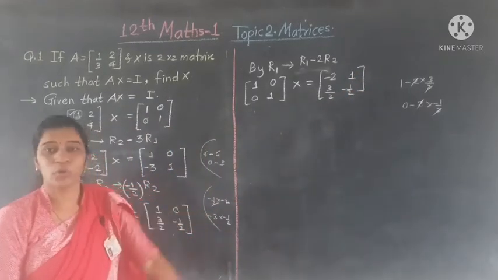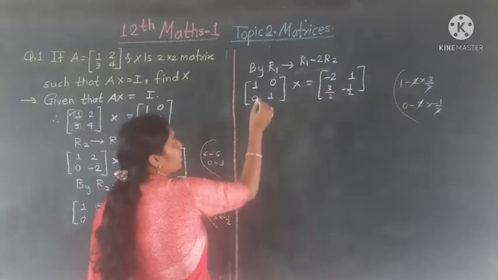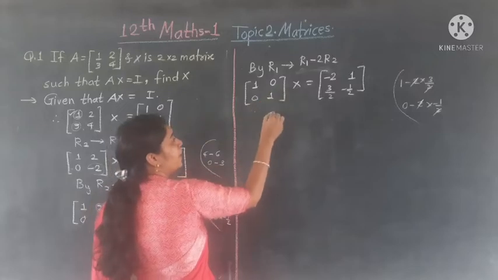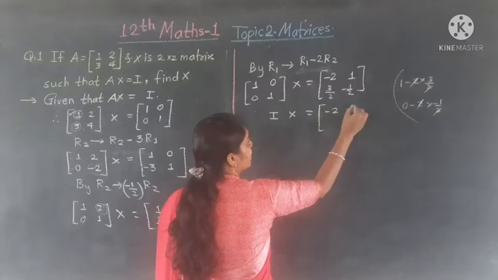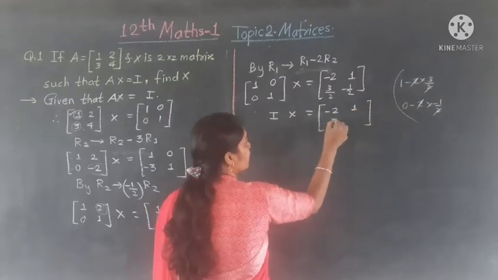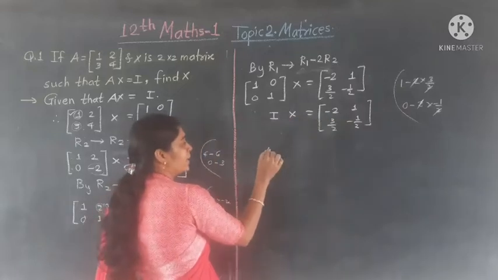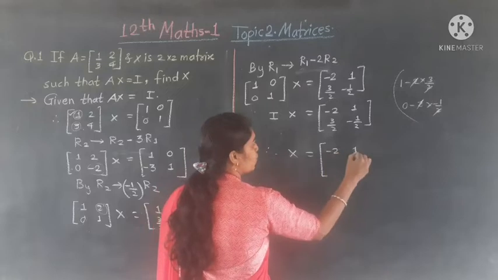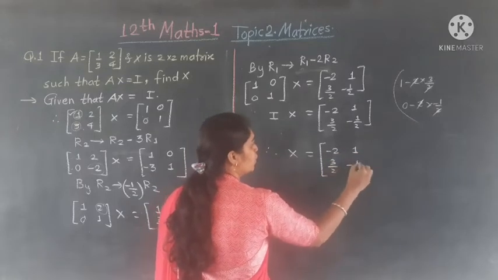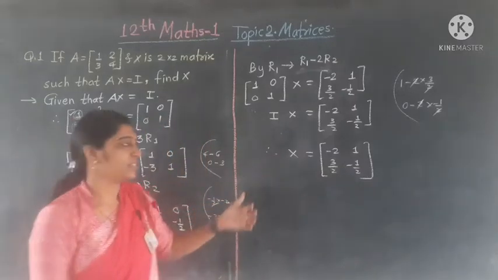Minus 2 1 3 upon 2 minus half. Okay, this is the rough calculation. Now it is converted into identity matrix. So you write I into x is equal to minus 2 1 3 upon 2 minus 1 upon 2. Identity matrix into x is the matrix x. So we get x as minus 1 2 3 upon 2 minus 1 upon 2. This is the final answer.